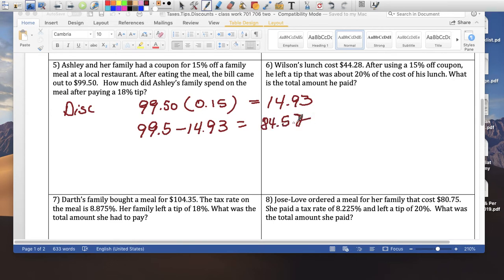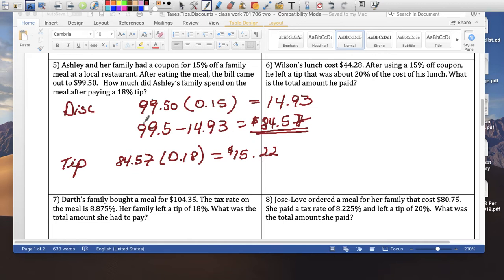Okay. So now they want to pay a tip. So we got to do the tip. The tip is going to be based on the food. Okay. So we're going to go $84.57 times 0.18, and if you multiply those two, you get to find out what the tip was. 18% tip, it means that you're going to leave that waiter $15.22.